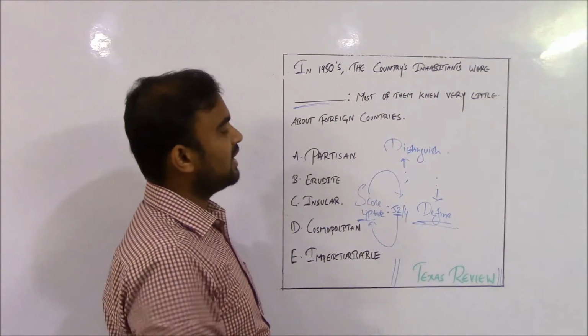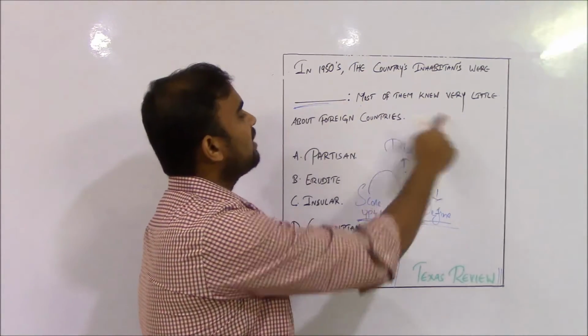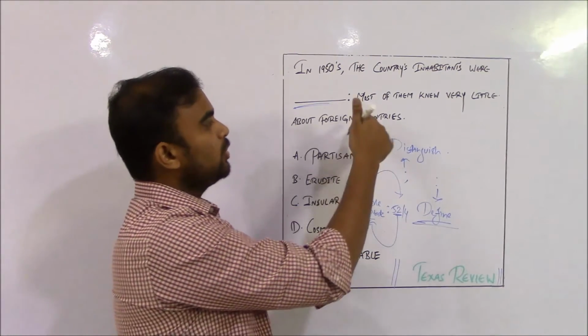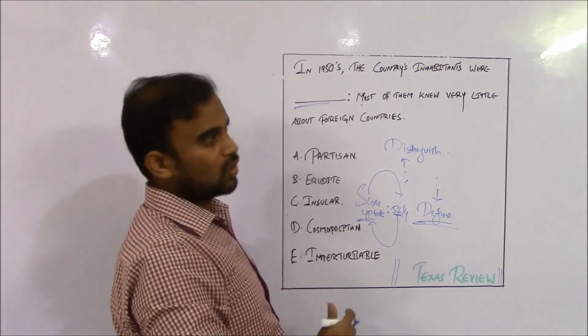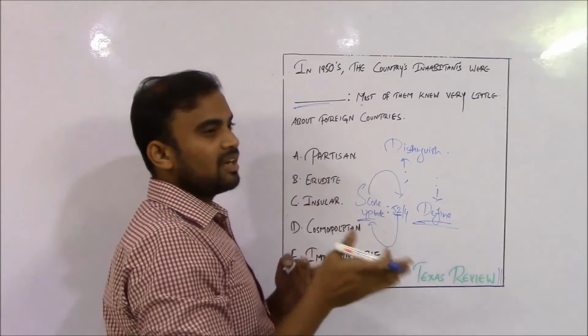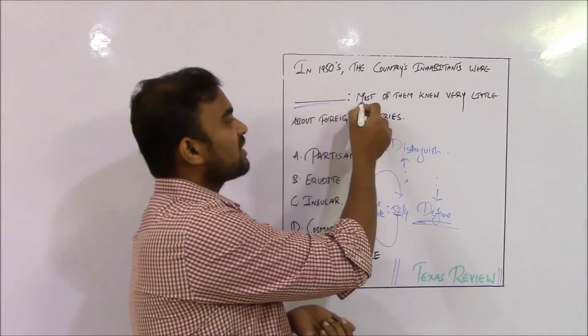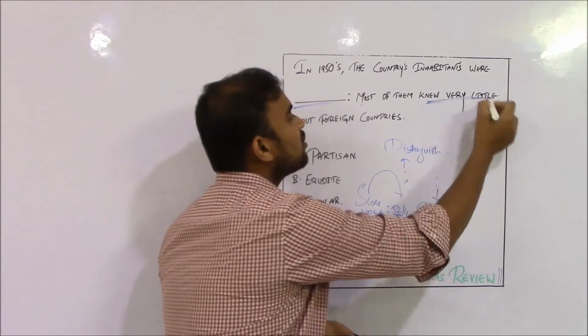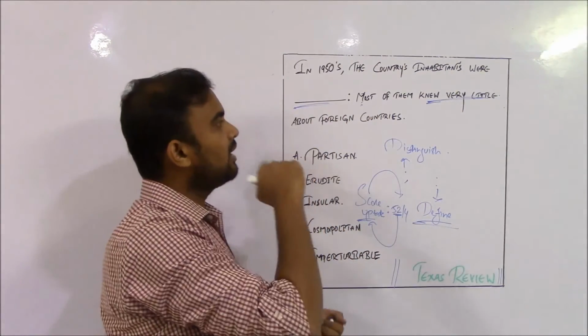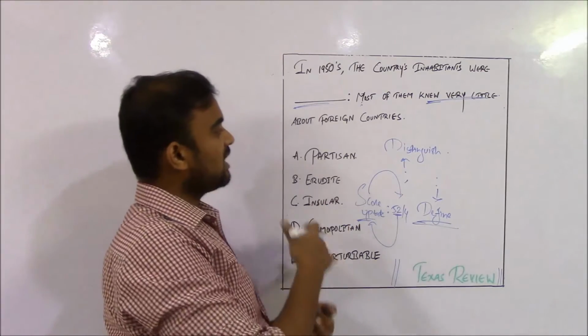So what is the next part saying? Most of them knew very little about foreign countries. So they knew very little about the foreign countries. So how do you think they should be? Should they be having thorough knowledge or shouldn't they be having knowledge? So this part is defining. So they knew very little, in the sense, obviously they don't know anything about other foreign countries. Now let's start filling the blank.